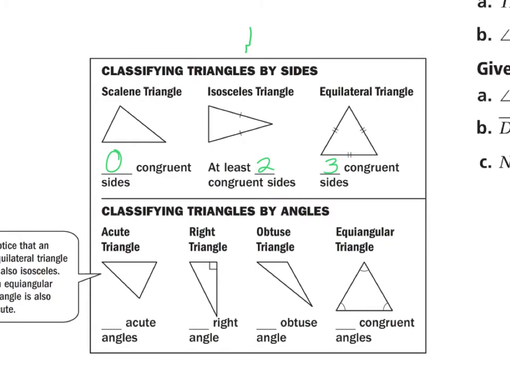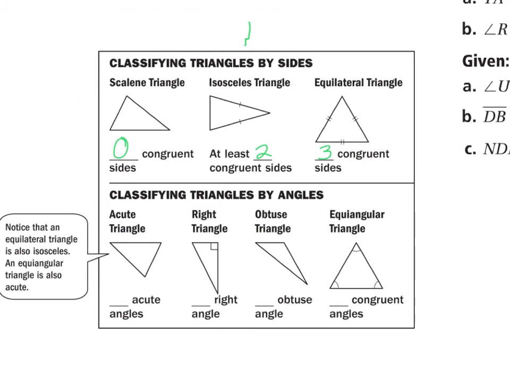So classifying triangles by angles. So there's 2 different ways you can classify them. We've talked about sides. Now let's talk about the angles. So acute triangles are whenever you have 3 acute angles. So all 3 angles are acute. A right triangle is when you have 1 right angle. An obtuse triangle is when you have 1 obtuse angle in it. And then equiangular goes with equilateral. If you have an equilateral, it's going to be equiangular, and vice versa. So that means all 3 angles are congruent.